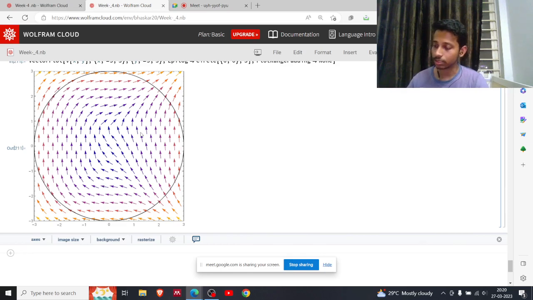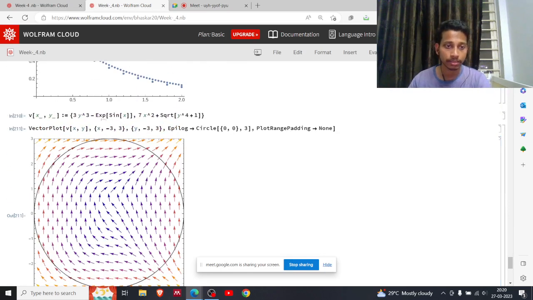So basically the problem here is to use Green's theorem to compute the line integral of 3y minus exponential of sin x dx plus 7x plus square root of y to the power 4 plus 1 dy. So this is the problem. Basically this part will be integrated with respect to x, and this part will be integrated with respect to y.